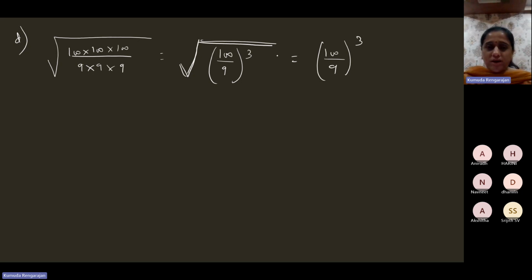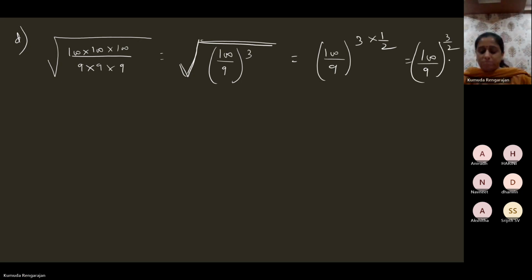Whatever is under the square root, write it as it is. Now power 1 by 2. But there's already power 3. So multiply into 1 by 2. So this is nothing but 100 by 9 to the power 3 by 2. But what is in the question? 100 by 9 to the power minus 3 by 2. So option C is the correct option.